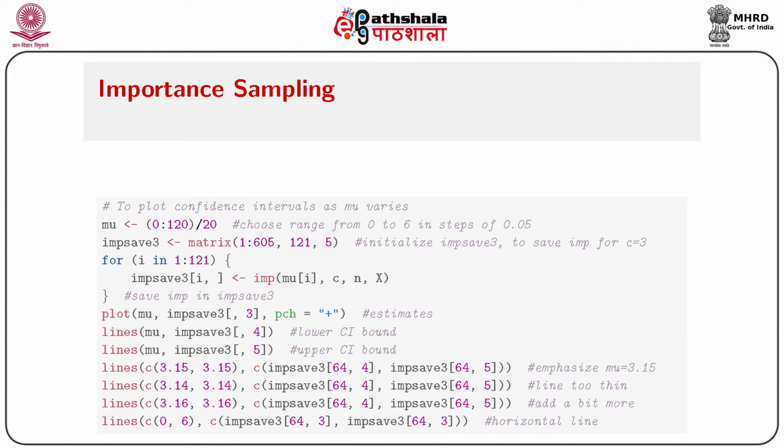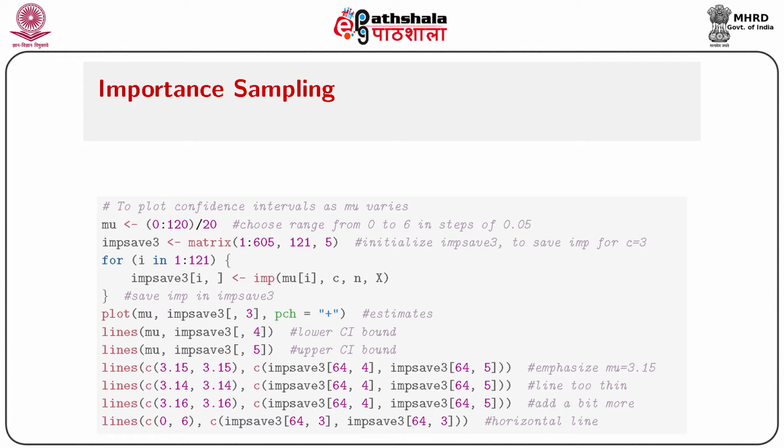To plot the confidence interval as mu varies, one can use this code. Say mu equals 0 to 120 by 20, and IMPS save 3 equals a matrix, 1 to 605, a 121 by 5 matrix initialized. Then use a for loop for i equals 1 to 121 and fill the matrix with the importance sampling results. Finally you just plot mu against IMPS save 3, third column, 4th column, 5th column, and then lines of this, and then finally you can see this plot. That is the importance sampling plot of convergence.